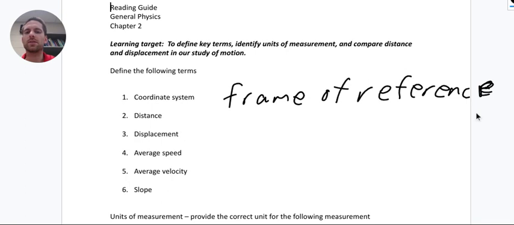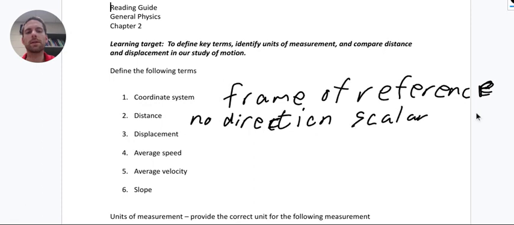The distance is just an arbitrary length between 2 points with no direction. No direction. Scalar. That's another way to say that. Just has a value. It is not a vector.